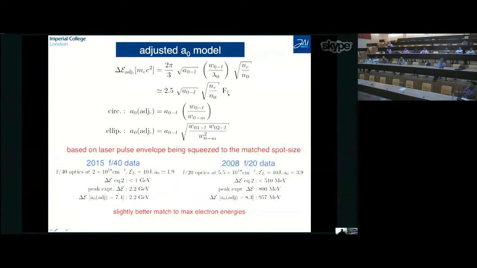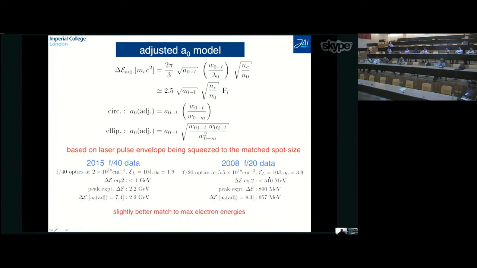And using this adjusted A0 model, we are able to explain energies as high as 2.2 GeV, even though the equation predicts only less than 1.0 GeV. And in the 2008 data, we are able to predict energies as high as 957 MeV, whereas equation 2 only predicts 510 MeV. This slight mismatch may be because the pulse energy at that time was not exactly 10 joules. It was probably 8.5 joules, but that's a minor correction.